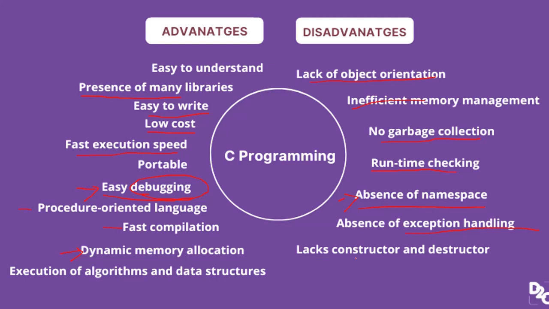Next, lacks constructor and destructor. The word constructor means it has the same name as the class or function. So we can read about constructor and destructor in Java language. In C language, there is no constructor and destructor because in C language there is no object, so there is no use of a constructor. Constructors are nothing but a way to create objects. So these are the drawbacks or disadvantages of C language.